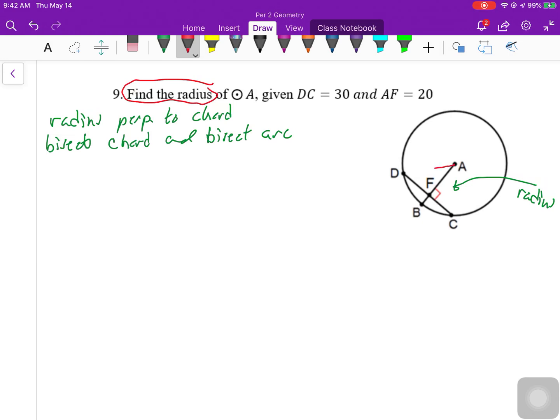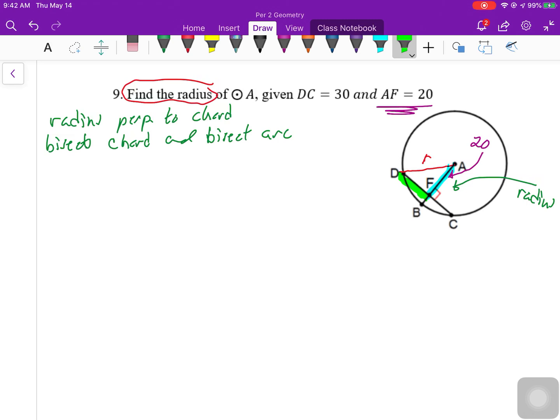Now, the reason that's important is they've asked us to find the radius here. So let's think about this radius right here, r. We can use the Pythagorean theorem. But to use the Pythagorean theorem, we need to know two sides in that right triangle. Now, fortunately, they've given us the a to f. They told us that this length, that I've highlighted in blue here, is 20.